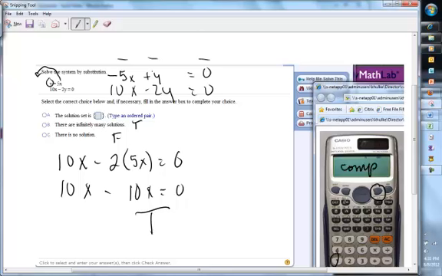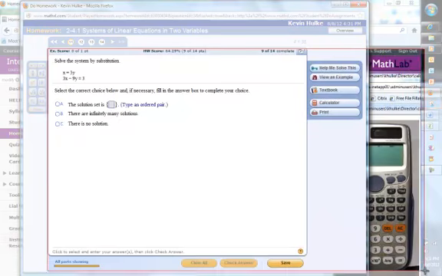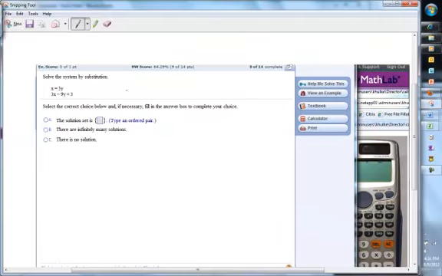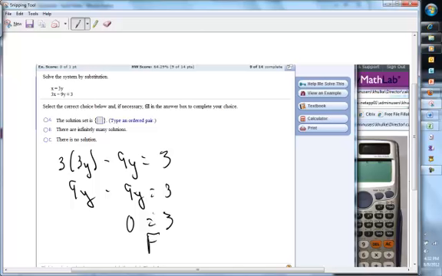Next one, number 11. Another substitution. Okay, wherever we see x, we're going to write 3y, so 3 times 3y minus 9y equals 3. 9y minus 9y is 0. 0 does not equal 3. This is false, so there is no solution.